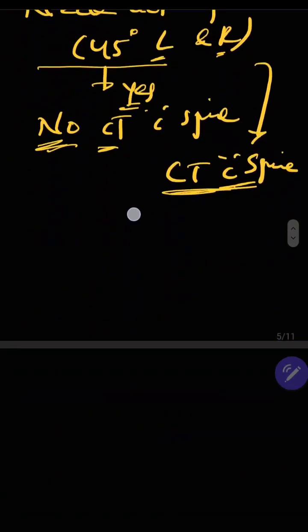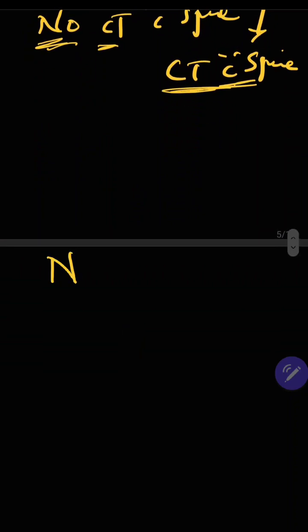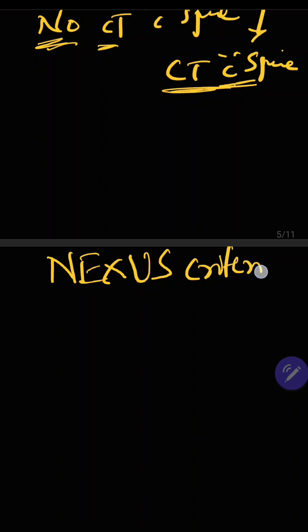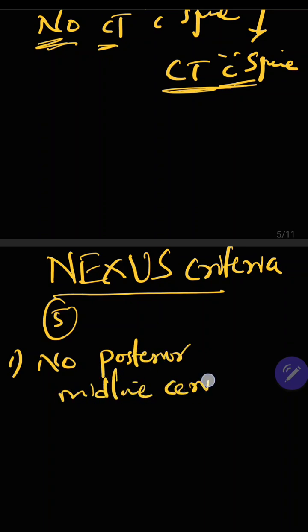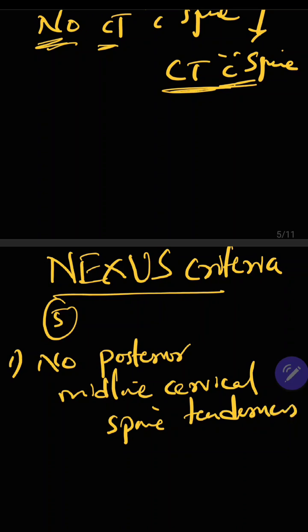And the next one is the NEXUS criteria. So in the NEXUS criteria, there are 5 points. So number one is no posterior midline cervical spine tenderness. No posterior midline cervical spine tenderness.